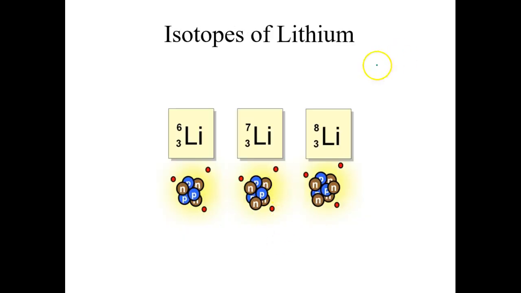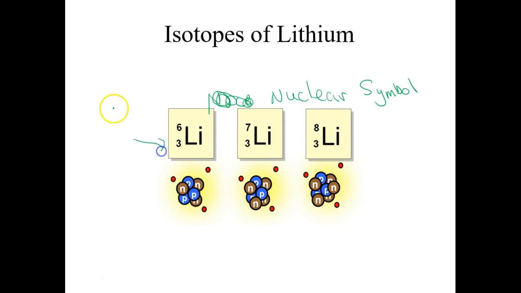Okay, so here's an isotope of lithium. Remember, this is your nuclear symbol. Everything is lithium, right? So this bottom number is your atomic number. The top number is your mass number. You notice that this one has 6, this one has 7, and this one has 8. Look right here on this picture. You have 1 proton, 2 protons, 3 protons in each. Here you have 1, 2, 3 neutrons. If I subtract this, it tells me I have 3 neutrons. Here we have 1, 2, 3, 4 neutrons. If I subtract this, I get 4 neutrons. Here, 1, 2, 3, 4, 5. Subtract this, you get 5 neutrons.